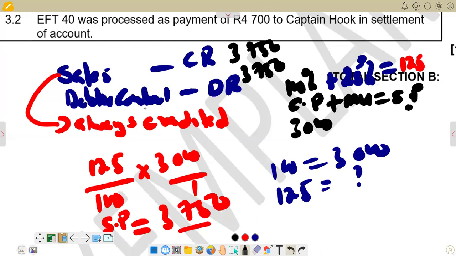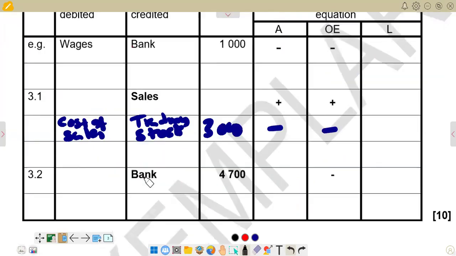And then on debtors control, we are debiting. This is an asset. So we are also going to have a plus on assets, because remember, when we debit more assets, it's supposed to show as a positive. So we come here and just indicate it as such. Coming to the other section, we are saying we are debiting our debtors control.